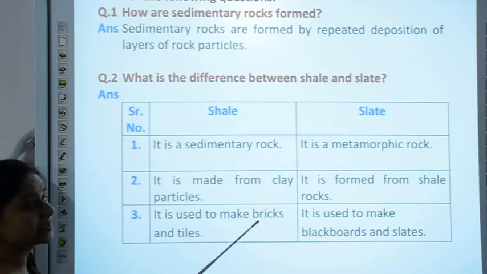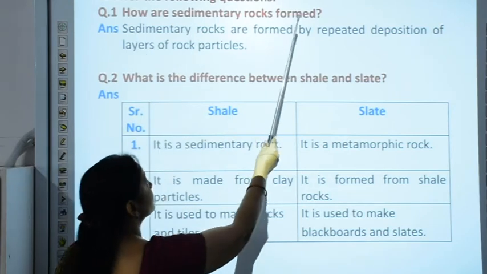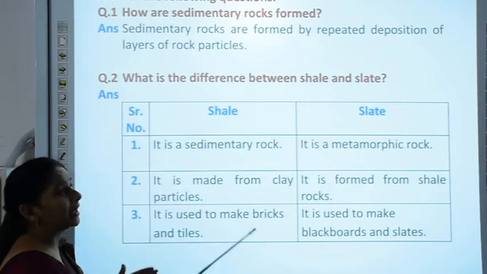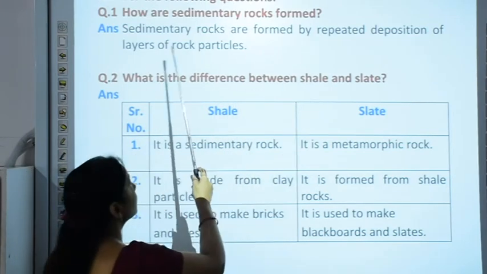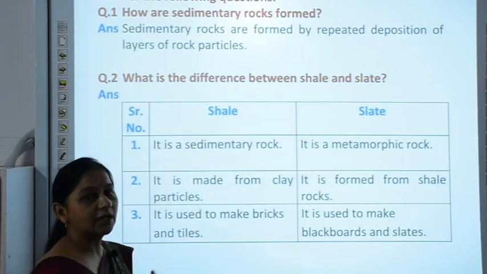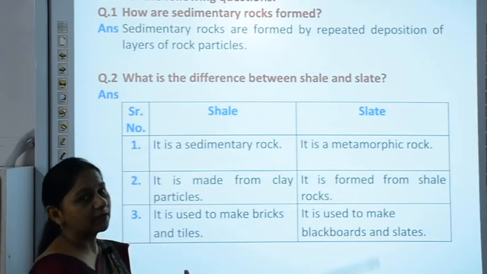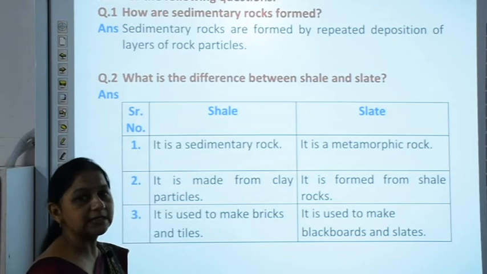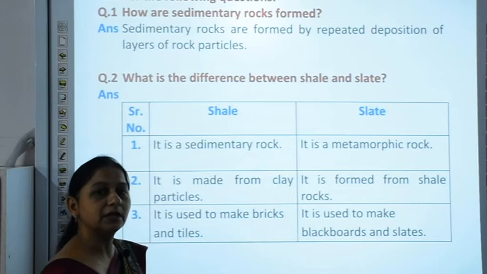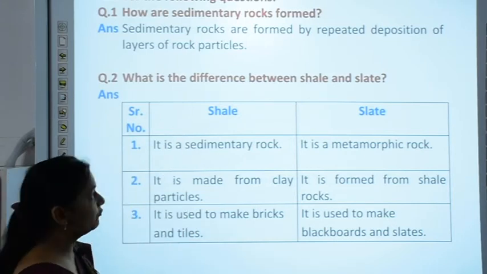Next question that we have here is, how are sedimentary rocks formed? As we have discussed, the sedimentary rocks are formed by the repeated deposition of layers of rock particles. These rock particles are carried away by wind or water to the bottom of the sea, and the repeated deposition of these layers presses down the lower layers and thus converts them into sedimentary rocks. So, this is how sedimentary rocks are formed.